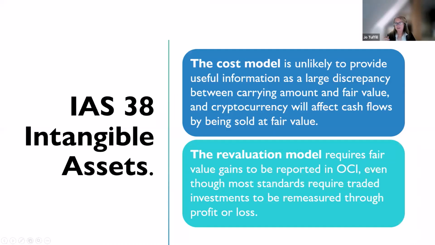So let's look at the cost model then. Now that's unlikely to provide useful information to our shareholders, as there's a large discrepancy between the carrying amount and the fair value. Cryptocurrencies are volatile, and therefore they're going to affect the cash flows by being sold at fair value. So really, we shouldn't be holding them at cost. That's not relevant and it doesn't show faithful representation to our shareholders.